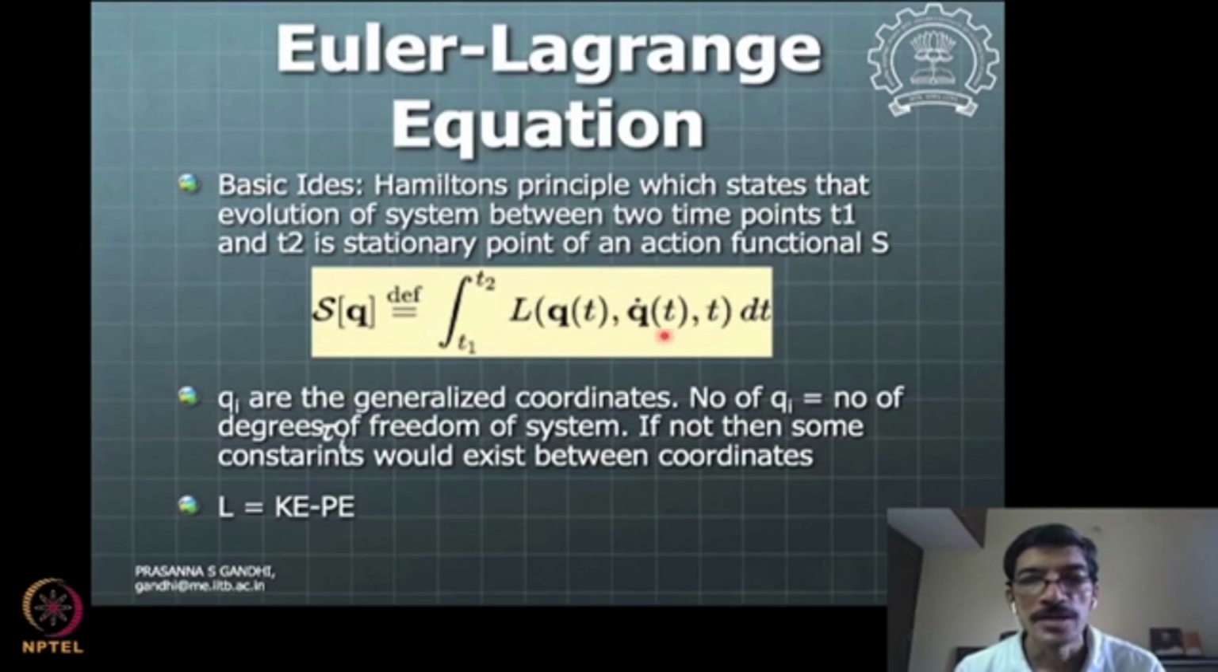So this Lagrangian is defined in a specific way, which is kinetic energy minus potential energy. This is not a general function of generalized coordinates. It's a very specific function called the Lagrangian of the system. Okay, so this is very important. So this is a stationary point of this action functional, which is based on this kinetic energy and potential energy.